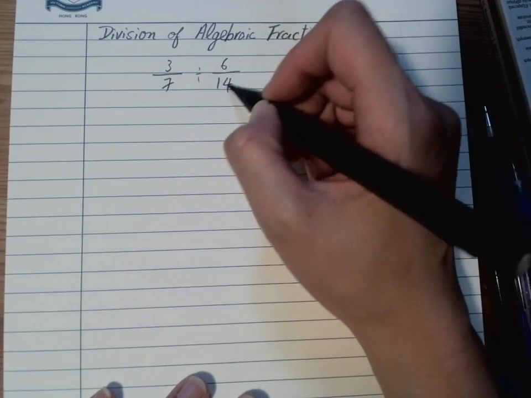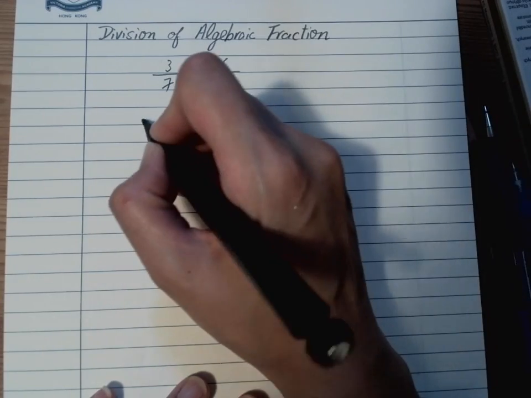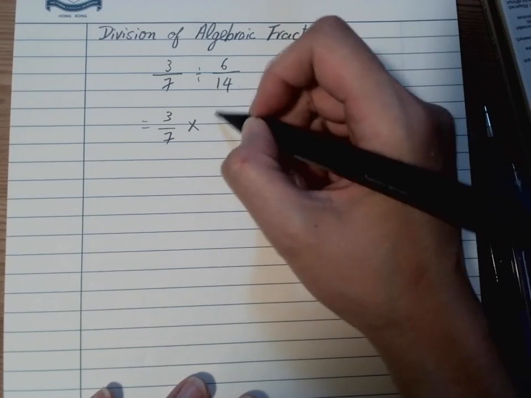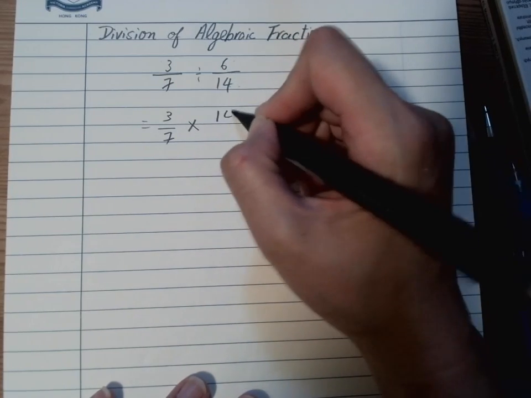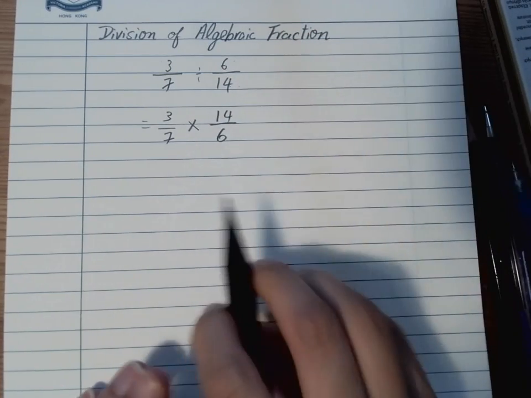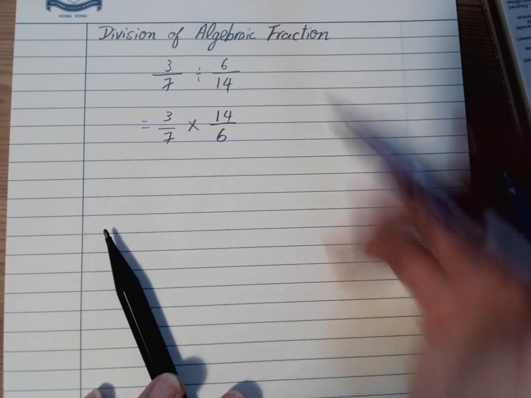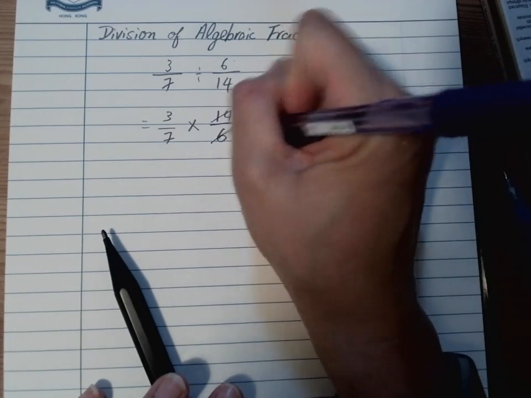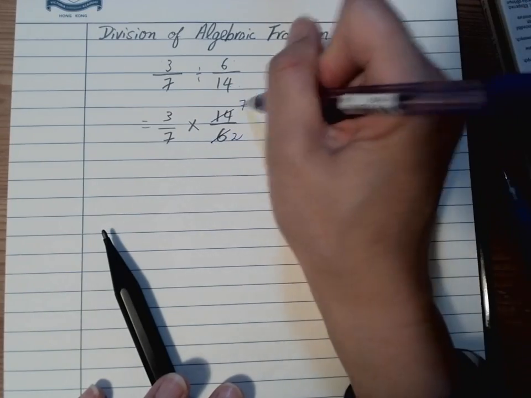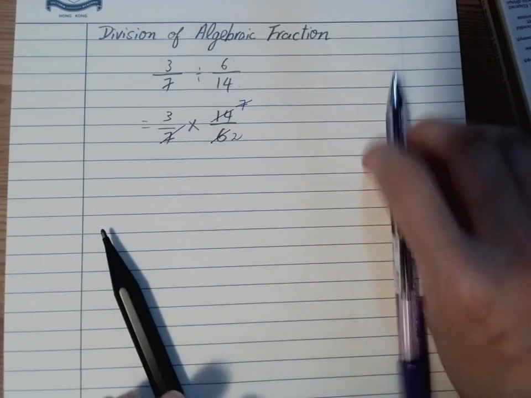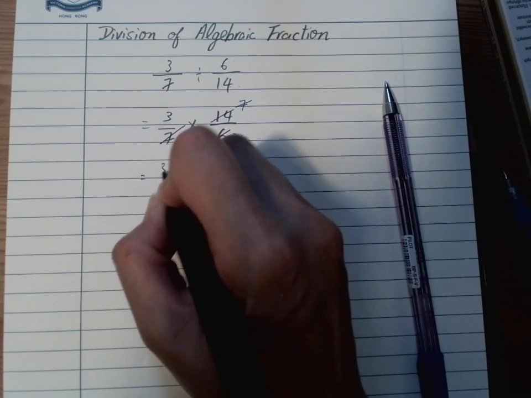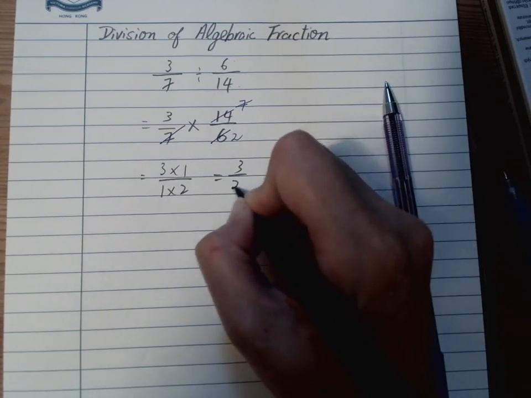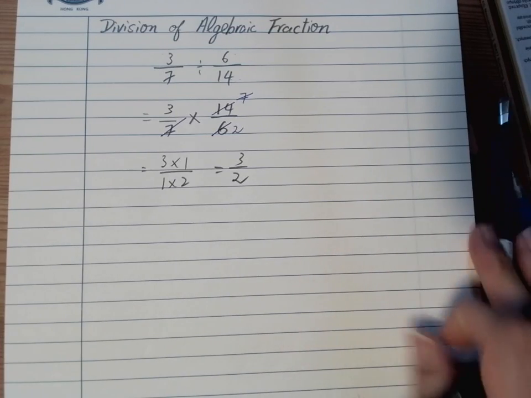If you want, you can cancel that first, or you can do it later. So we have 3 over 7, change it to multiply, and flip the numerator and denominator around. If you want, you can then start factorizing and simplifying: 14 is 7 times 2. Then we can cancel that out and write down what's left over. So 3 times 1 over 1 times 2 gives you 3 over 2. Simplest form, nice and easy.